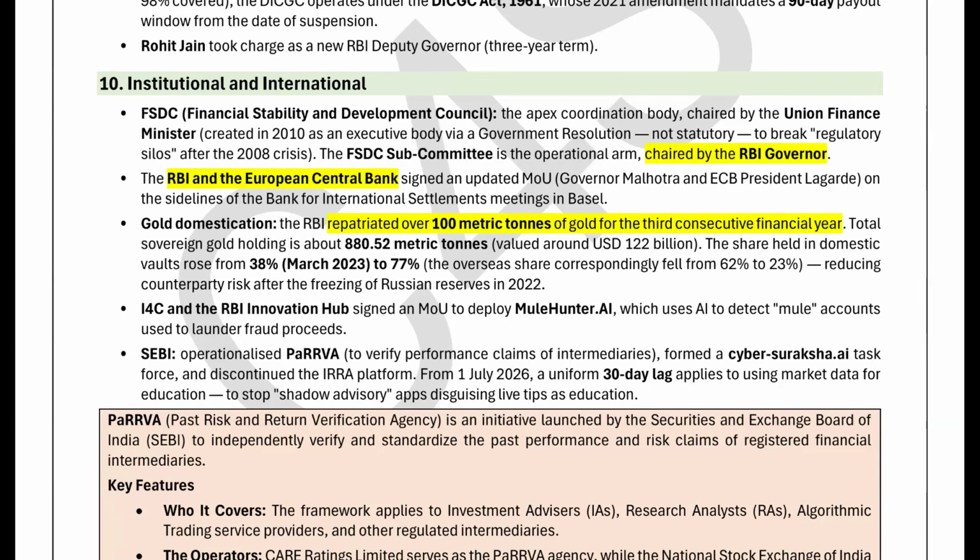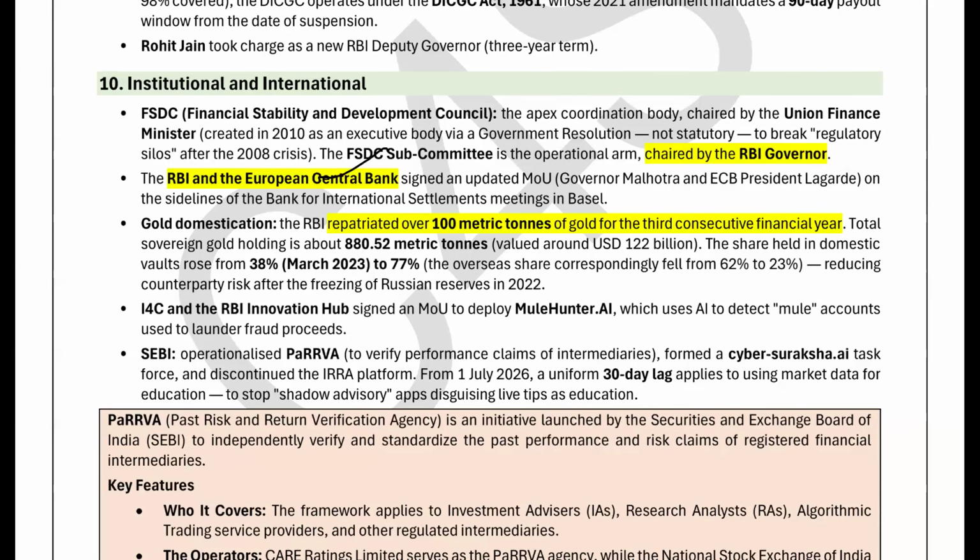The second, which is related to the international institute, that is the RBI and the European Central Bank. It is important. ठीक है? Signed an updated MOU, which is Governor Sanjay Malhotra and ECB President Lagarde on the sidelines of the Bank for International Settlements meetings in Basel. ठीक है? Now, gold domestications, what it is.